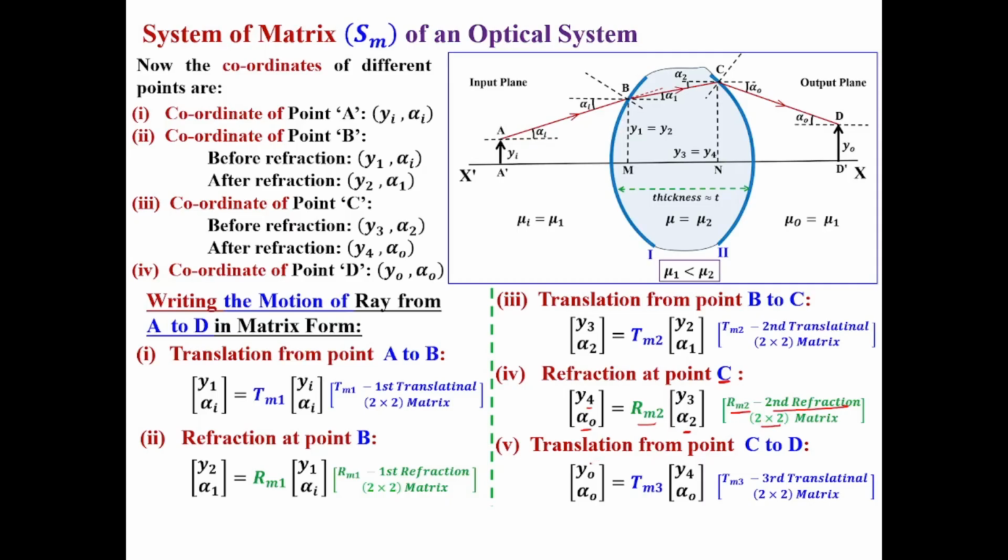Then we go for our last translation, from point C to point D. After translation, the coordinate of D is yo alpha O. If I want to write it in matrix form, I have to apply the third translational matrix on the previous result, which is y4 alpha O. When translation matrix 3 is operated over y4 alpha O, we get the coordinate yo alpha O. That is your final information, or you can say image information, D dash, with coordinate yo alpha O. In matrix form it can be written in this format. Again, TM3 represents the third translational matrix, which is also a 2 cross 2 matrix.